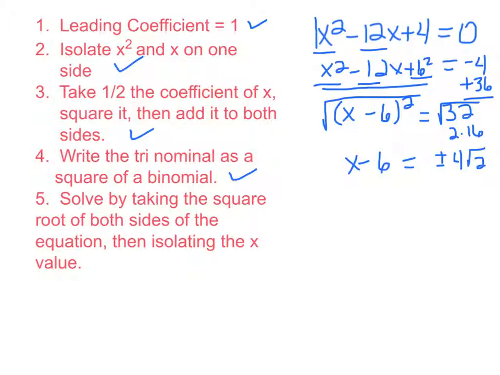All right, now we need to isolate our x, and to do that we need to add 6 right here to make that go away. So we're going to add 6 to the other side. So we get x equals 6 plus or minus 4 times the square root of 2.